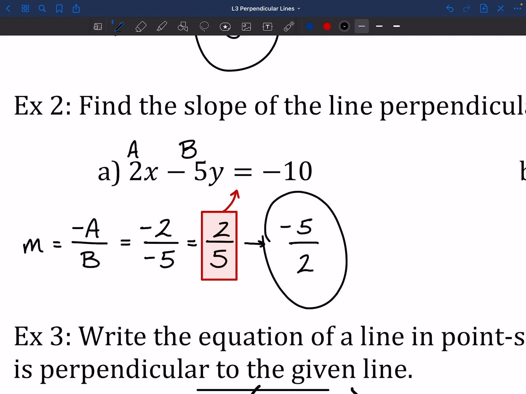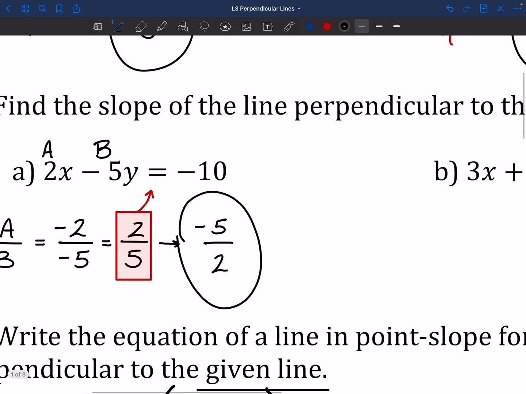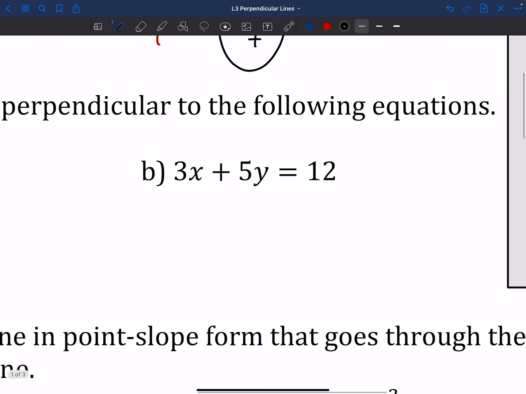What I want you to do is pause here and try out the b part. Take whatever's in the a spot, slap a negative on it, divide it by b. That's going to give you your starting slope. After that, try and find the opposite reciprocal of that. Hopefully you paused and gave that a go. Let's take a look together.